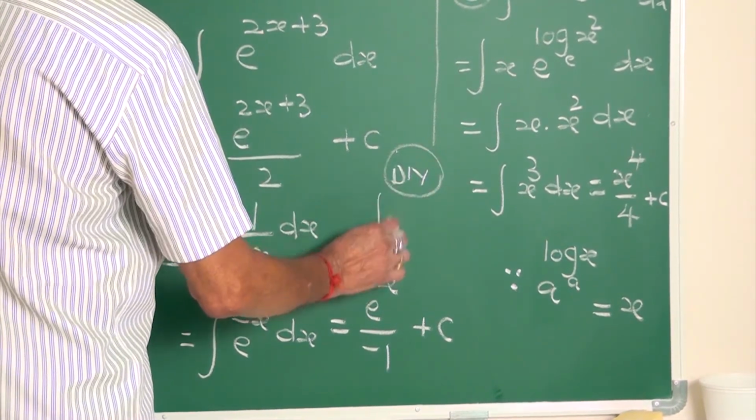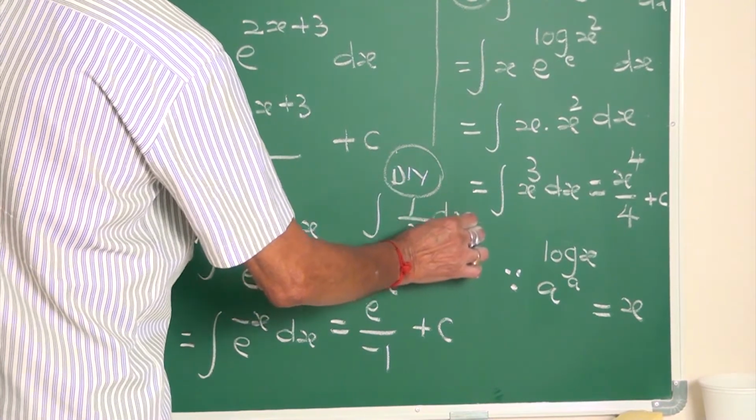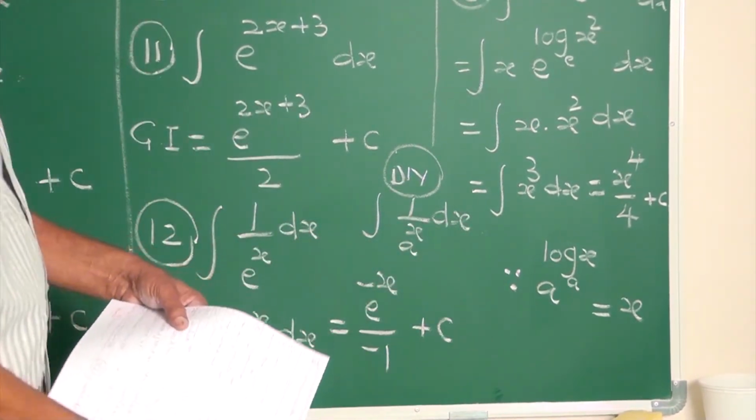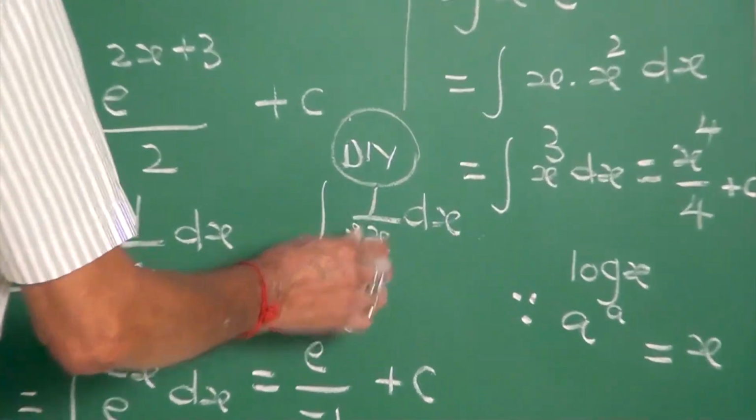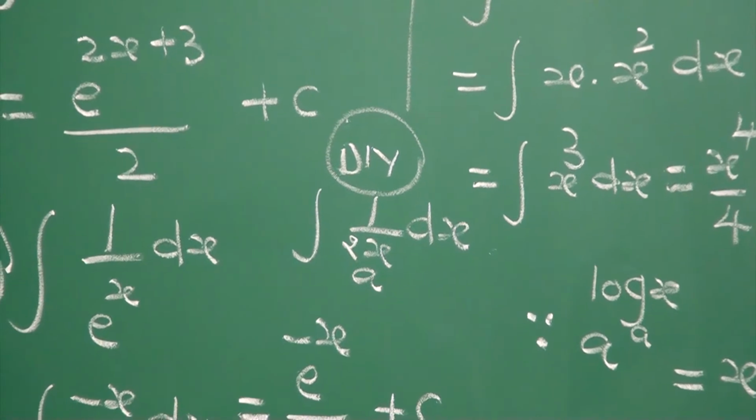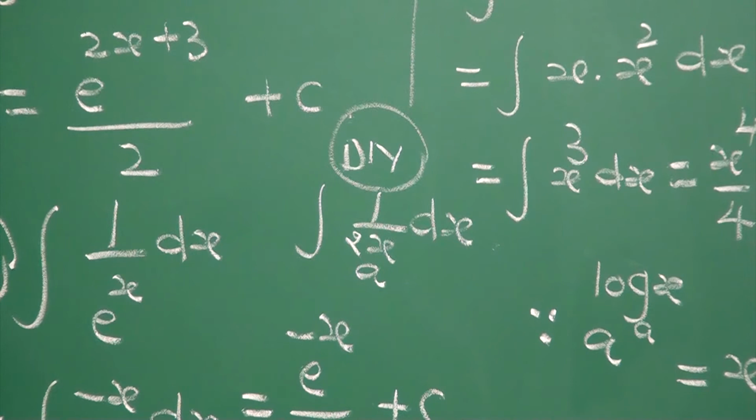Now this is the integral. Instead of e, they may give a, simple. Sometimes instead of x, they may give 2x here. They may give 1 upon a to the power 2x dx, a to the power 2x dx.